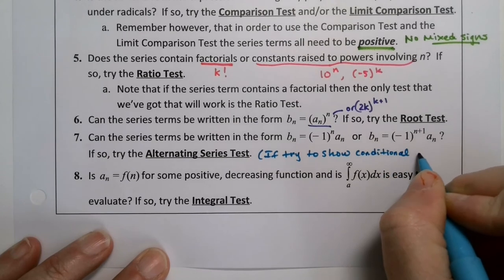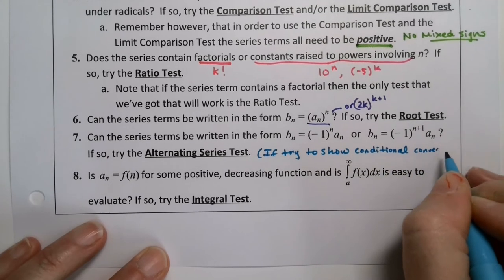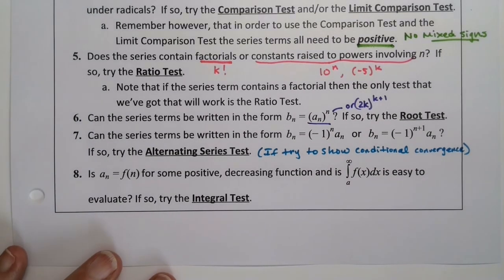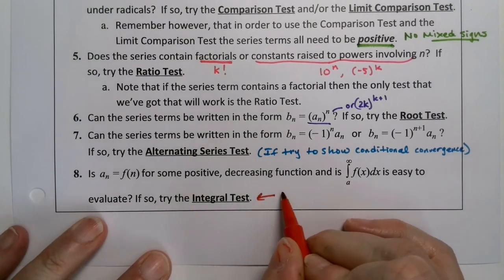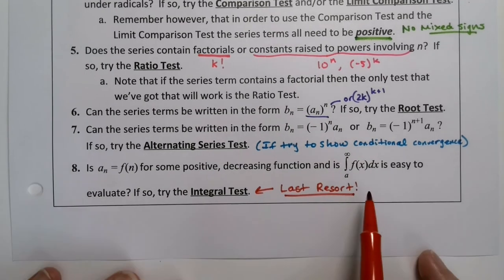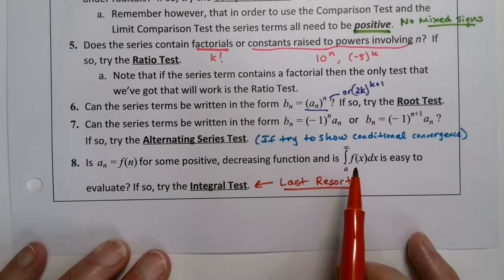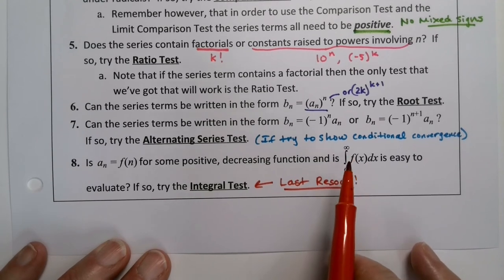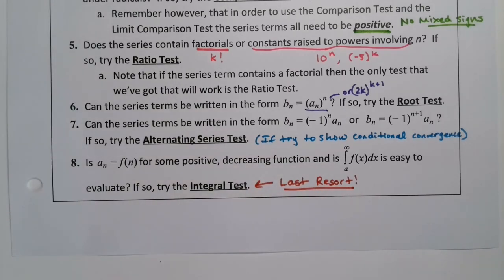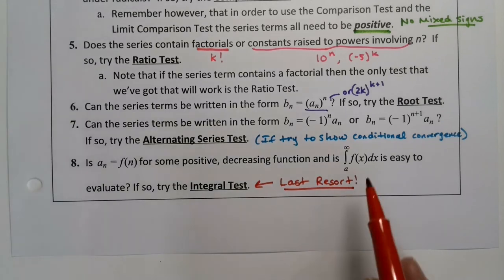And your last resort, the thing you really want to avoid if at all possible, is the integral test, just because it involves the most calculus, the most work. It can be really tricky, but it's your last choice, which is to take the integral and do all the hard integration work to show that the integral exists and therefore the series converges. If that integral converges, then the series converges. If the integral diverges, then the series diverges.